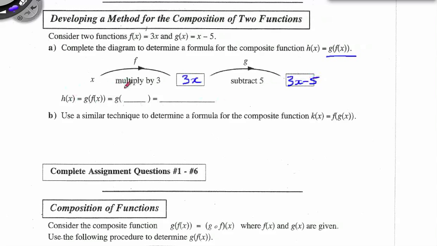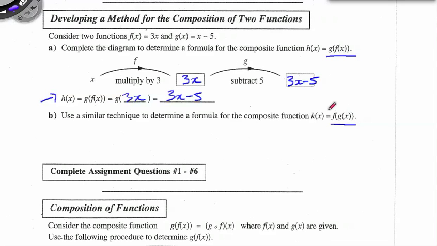So taking what we have here, showing that when we apply f to x, we actually get 3x, and 3x will be our input for g, as we've written above, and then we apply g to this, we get 3x minus 5. This is a little bit redundant, these type of examples when we've written it up here, but it's just to emphasize what's happening. Use a similar technique to determine a formula for the composite function, this one.